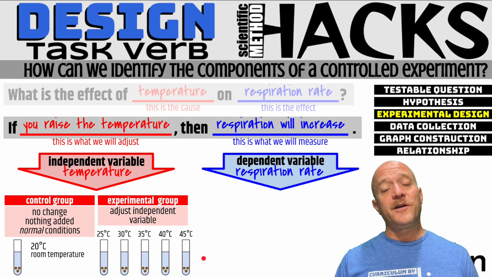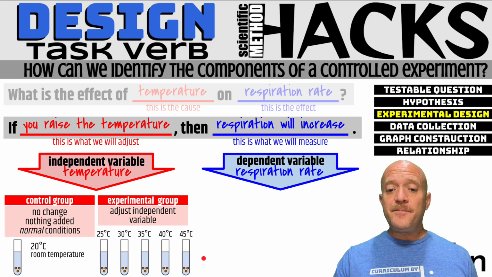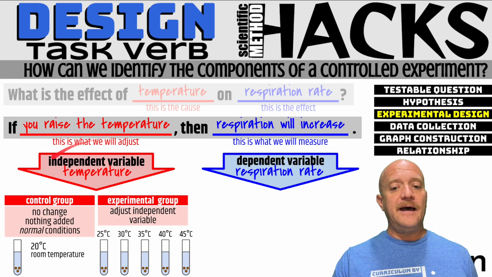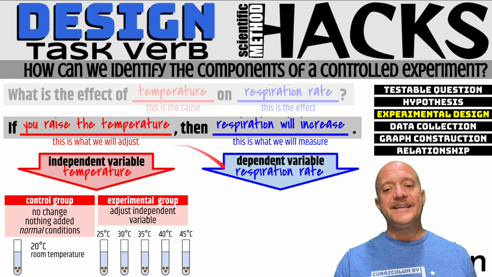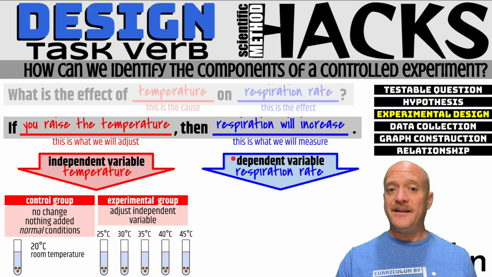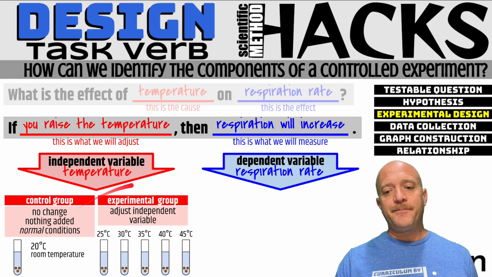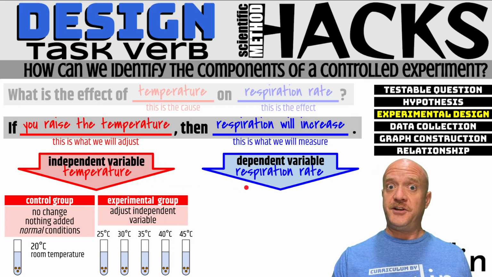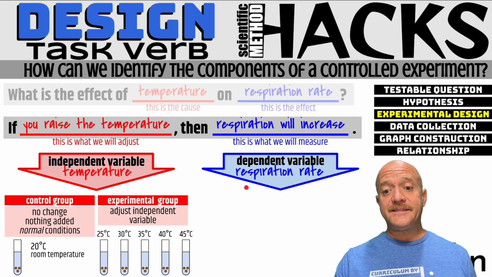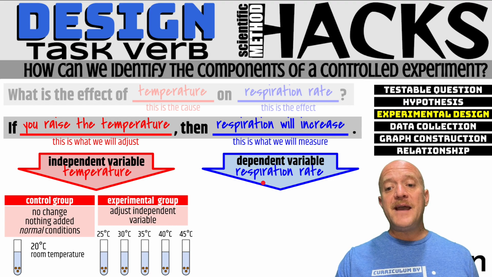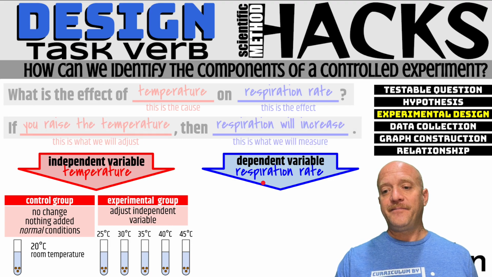Now, the dependent variable is the other part. This is the part that we're going to be measuring. The independent variable basically is going to dictate the changes in the dependent variable. So as I adjust the temperature, something will happen or should happen to the respiration rate. So I'm going to be measuring the respiration rate.